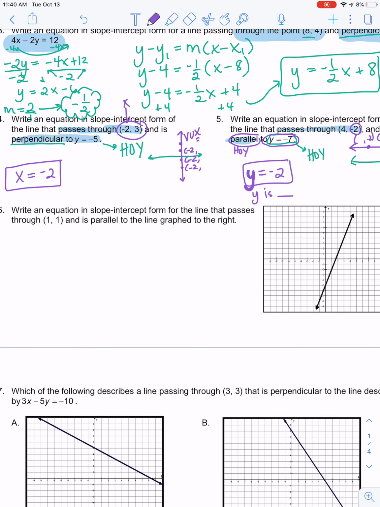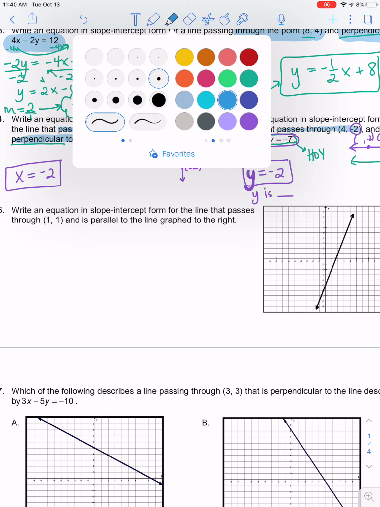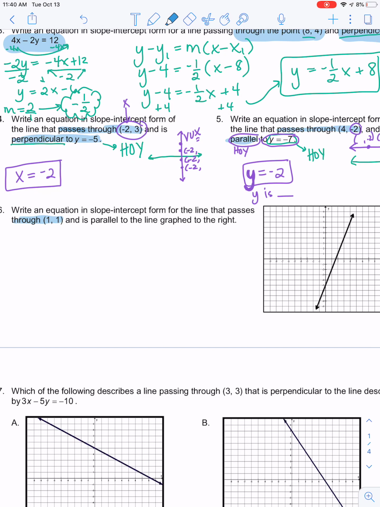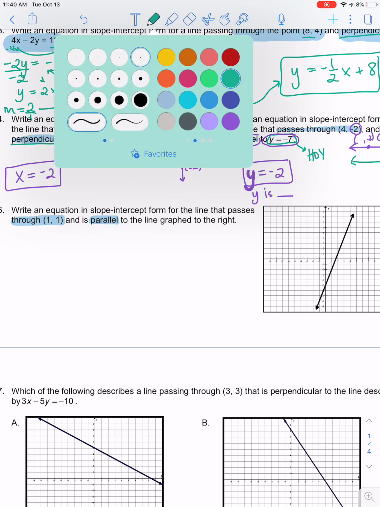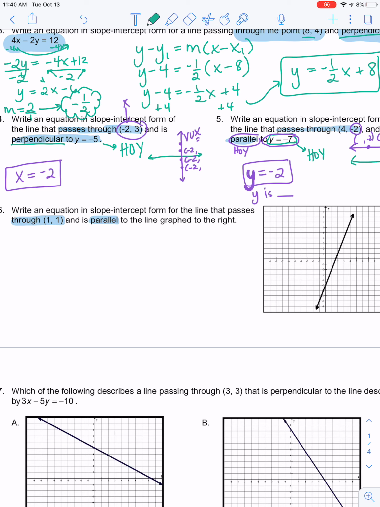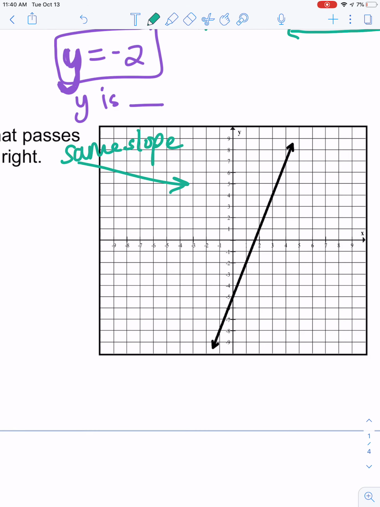Okay, write an equation in slope-intercept form for the line that passes through 1, 1 and is parallel to the line graphed on the right. Okay, I'm going to highlight this parallel and passes through 1, 1 because those are important pieces of information. Thinking about that flow chart, I want to start with the slope every time. Well, if I want a line that is parallel to this one, that means I want the same slope as this line. Well, how do I get the slope of that line? I just look at it, right? I rise and I run.